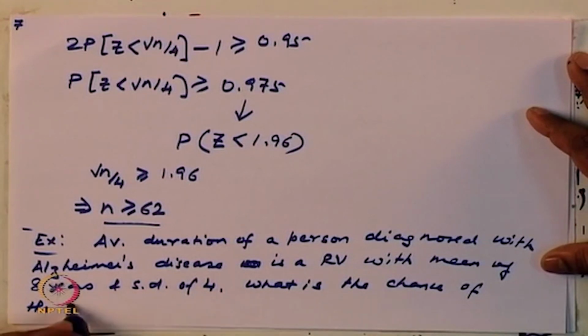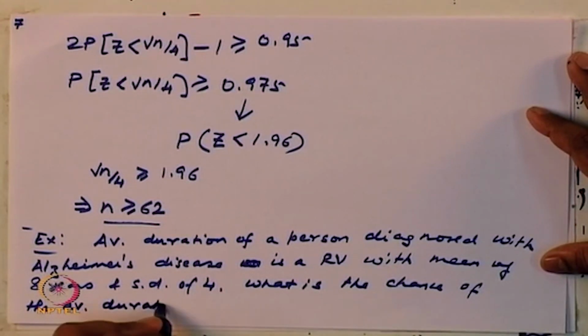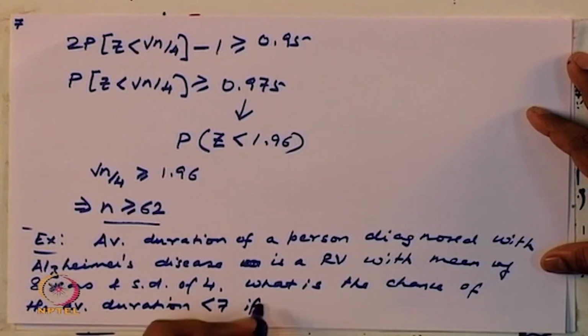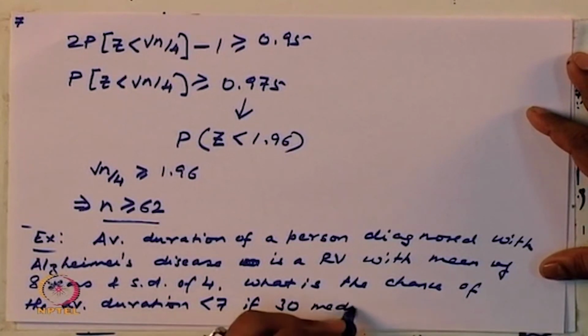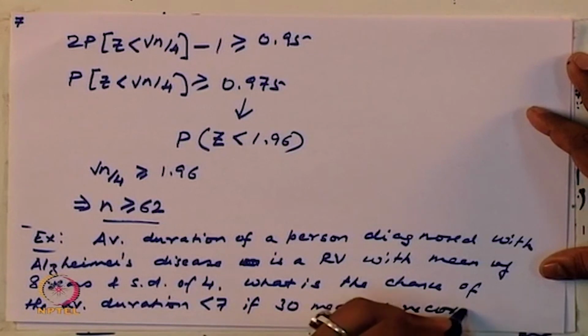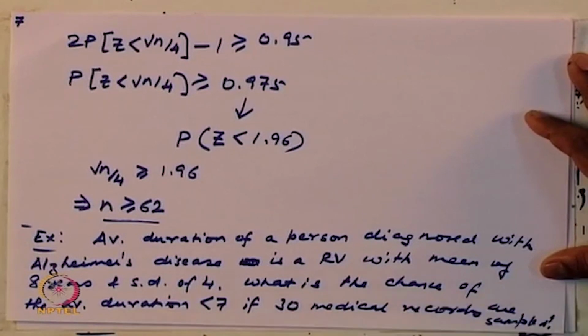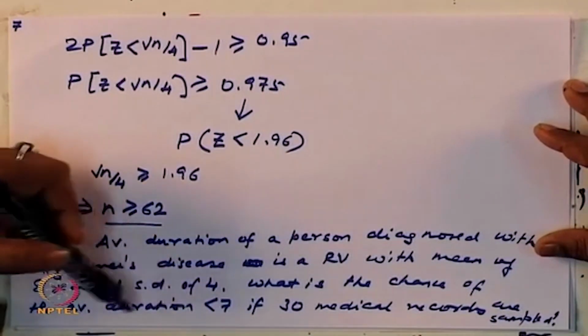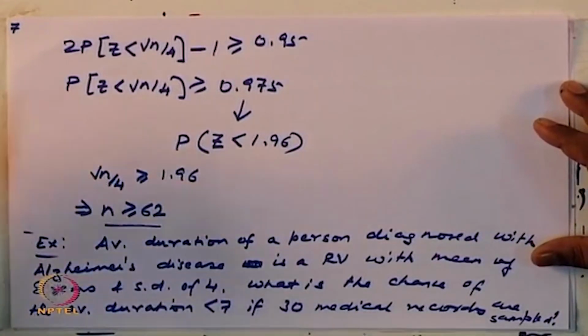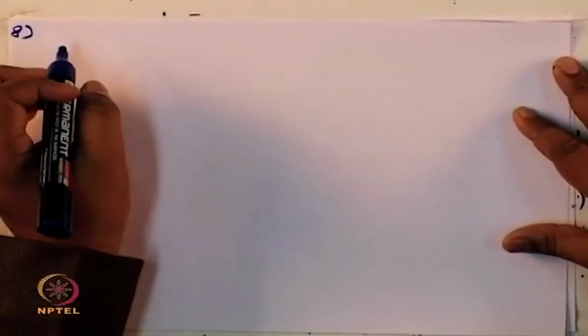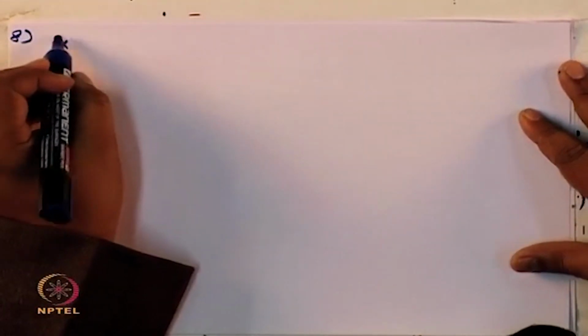being less than 7 if 30 medical records are sampled? So, if you sample 30 medical records, what is the chance that the average duration will be less than 7? Once again we need to invoke the central limit theorem. What you are given is that x bar is the average duration.